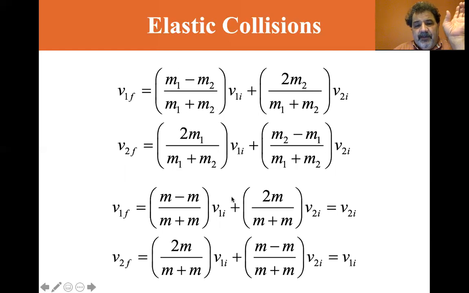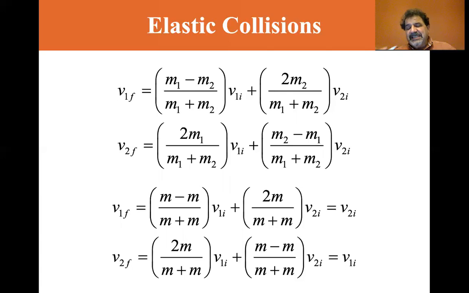And so if they're equal, 2M over M plus M is 1. So we'll see that V1 final equals V2 initial. We're looking at the extremes. V1 final equals V2 initial, and V2 final equals V1 initial. So when M1 and M2 are equal, that simplifies the equation.